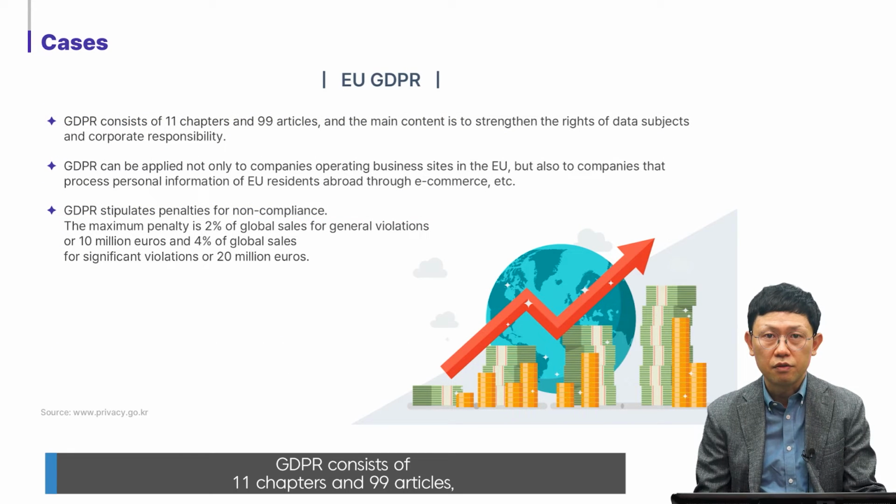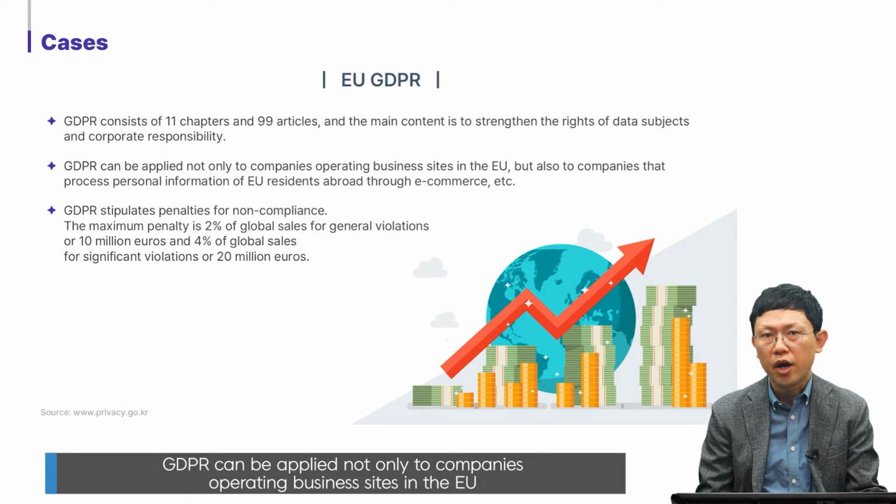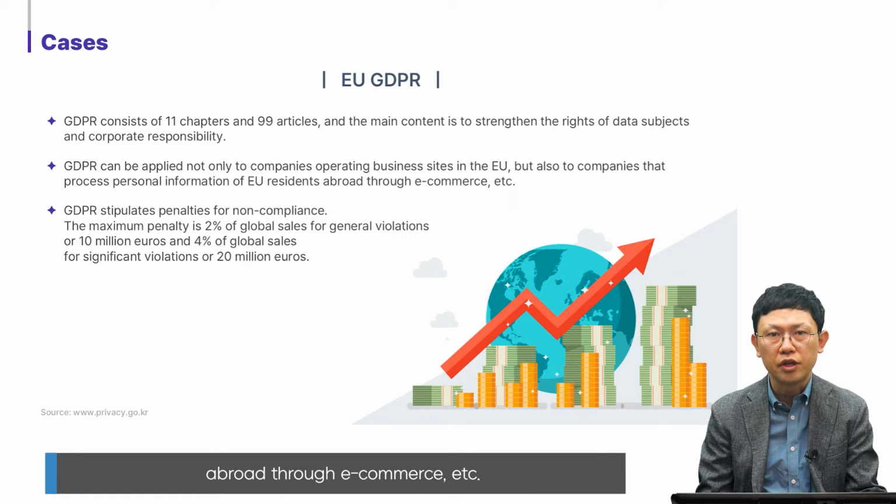GDPR consists of 11 chapters and 99 articles, and the main content is to strengthen the rights of data subjects and corporate responsibility. GDPR can be applied not only to companies operating business in the EU, but also to companies that process personal information of EU residents abroad through e-commerce, etc.